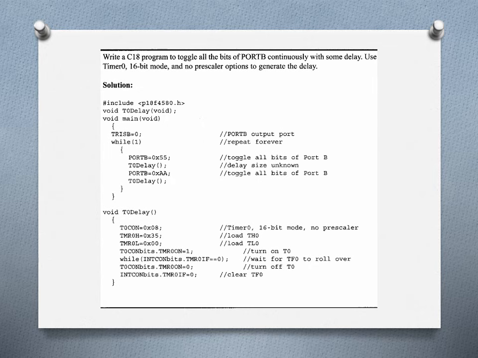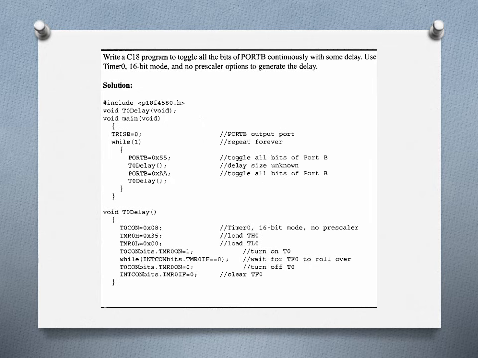And inside the main program we have port B, some values given, and the delay is called. So suppose it is a 0 bit, then that bit will remain 0 for some delay, and again it will go high and remain high for some delay.